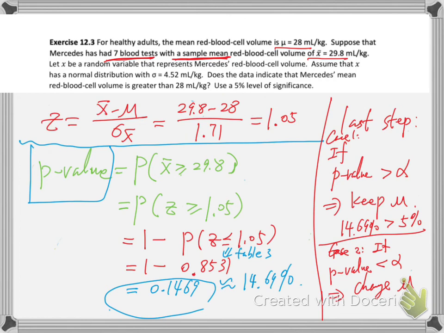They want to know whether the given information indicates that for Mercedes the mean red blood cell volume is greater than 28. So they want to know whether mu should be greater than 28 for Mercedes. We know our p-value is greater than the given alpha, which is the level of significance, so that's not the case. Alpha is kind of the standard.